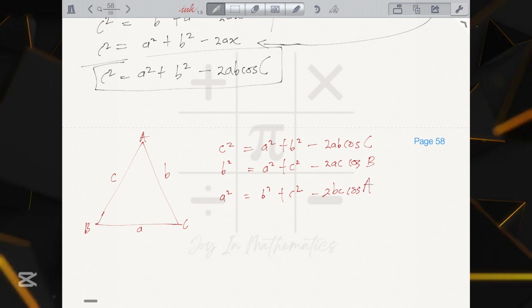Now this is what we tag as the cosine rule, which is applicable when we have two sides and one included angle. Two sides AC and BC, one included angle C. Two sides AB and AC, one included angle A. So this is the cosine law. Let's write it: two sides and one included angle.